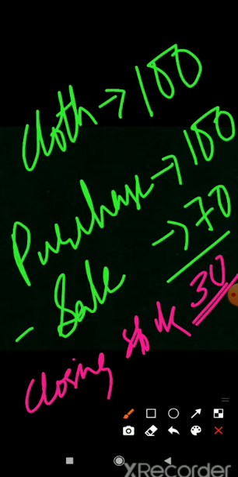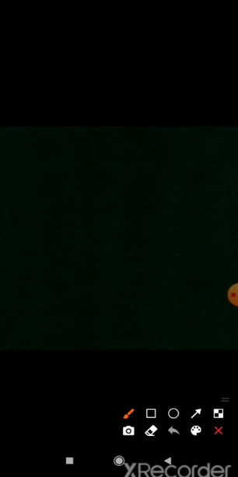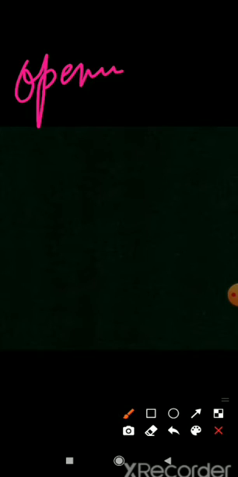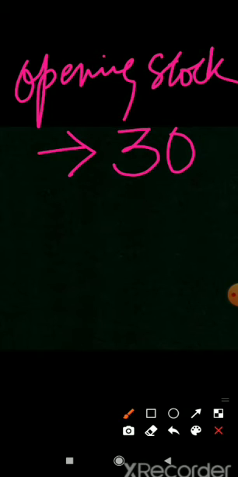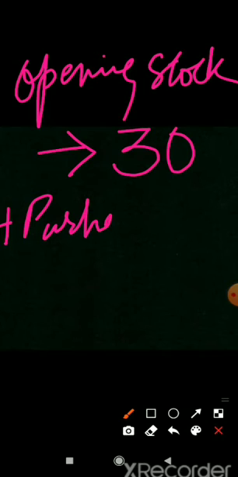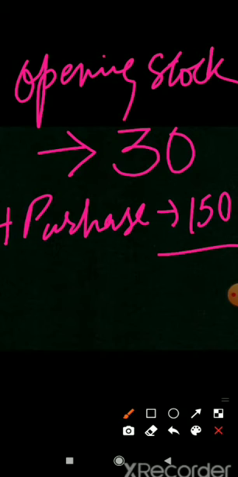Now when I start next year, I already have how many dresses? 30. So that is my opening stock when I start the next year. So in the opening stock, I already have 30 dresses. Then maybe I purchased more dresses to sell in the shop. Let's say I purchased 150. So what is my total? My total is 180 that I have at the beginning of the year.